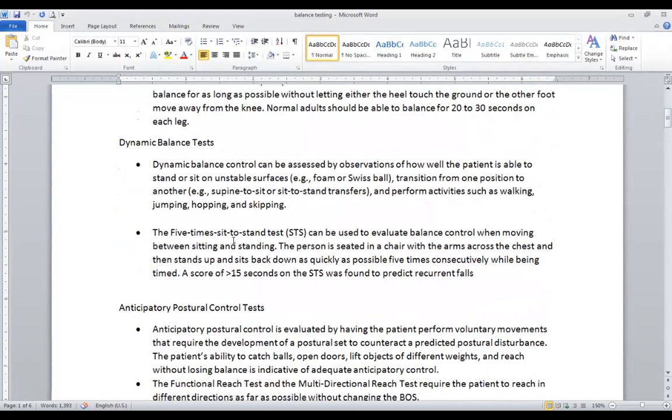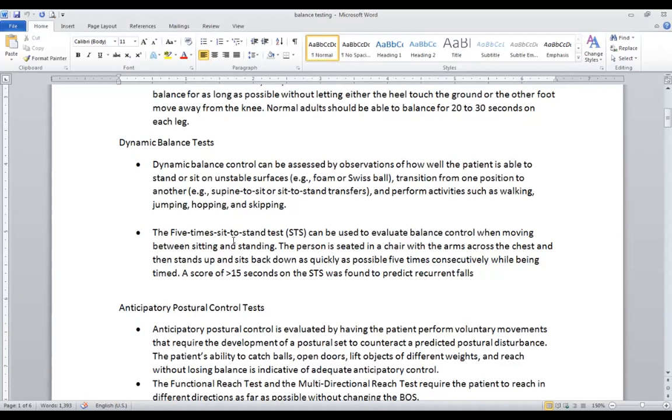So this is your transition from one position to another. So you can do this. When you are making them go from sitting to standing, standing to walking, walking to stair climbing, all these you are performing, you need to see on which platform you are performing, whether on a normal surface, or on a firm surface, or on a Swiss ball.